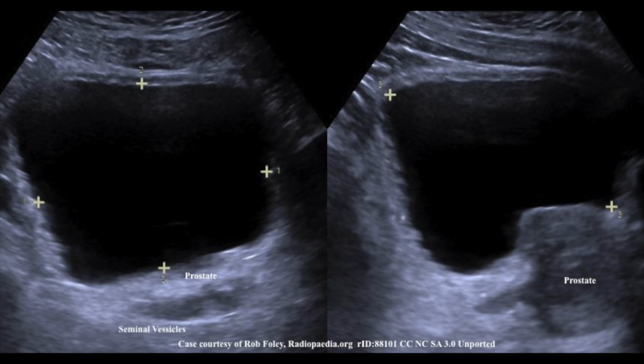That's the hypoechoic structure that's walnut shaped. And you can see a tiny little tail at the end of that in the long axis view, and that's part of the seminal vesicles.